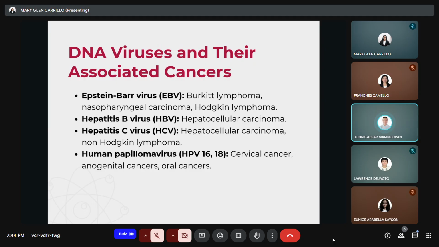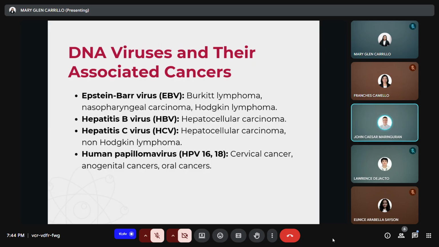Fourth, we have the human papillomavirus or HPV types 16 and 18. So HPV is one of the most important cancer-causing viruses. High-risk HPV types 16 and 18 are responsible for about 70% of cervical cancers. They also cause anal, genital, and some oral cancers.